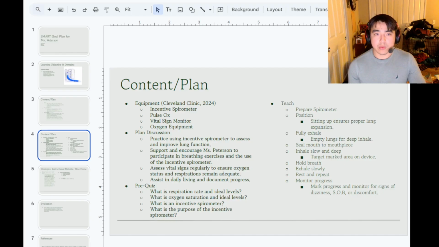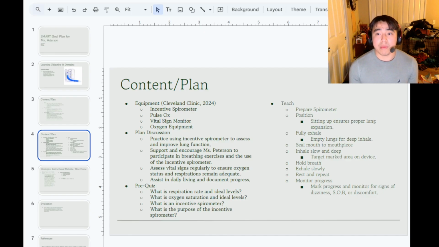Once we seal our mouth onto the mouthpiece, we want to inhale slow and deep, and target that marked area on the device. As we draw air, the ball will rise, and then we're going to hold that breath, exhale slowly, slowly, slowly, rest our lungs, and repeat the process. Throughout our exercise, we're going to monitor and mark our progress, how long we're able to hold that ball in that targeted area on the gauge.